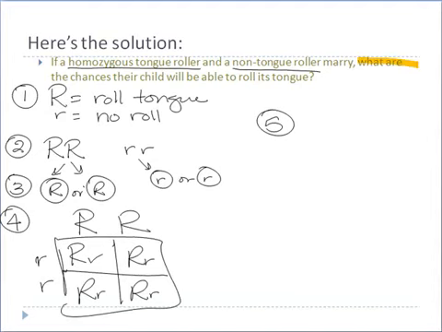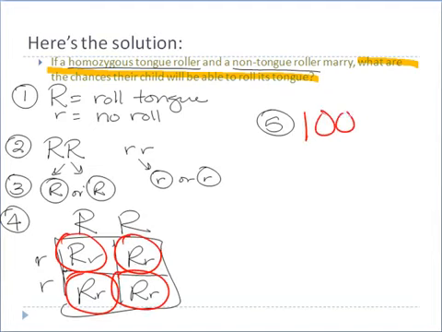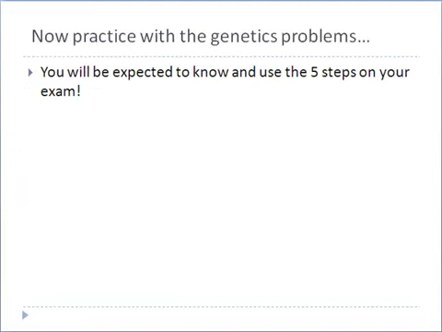The question was, what are the chances their child will be able to roll its tongue? Well, if I look here, tongue rolling occurs if there's one copy of the dominant allele present. This individual can roll their tongue, so can this one, so can this one, so can this one. The answer is 100% chance that the child will be able to roll its tongue. So did you do it right? If you didn't, go back and see where you messed up so you know.